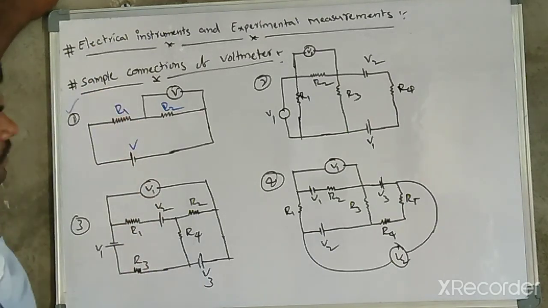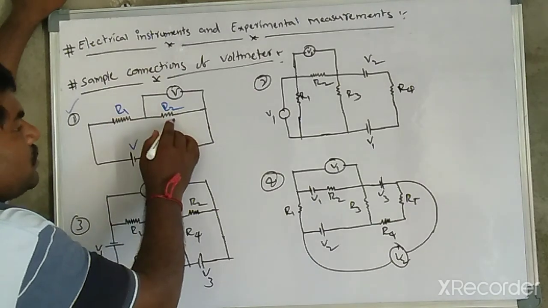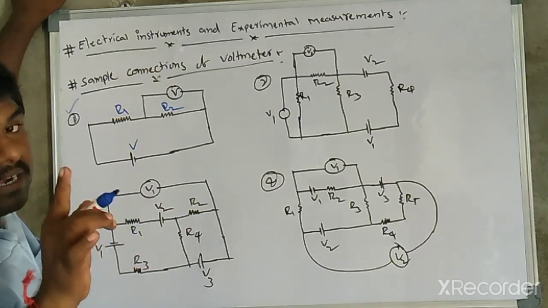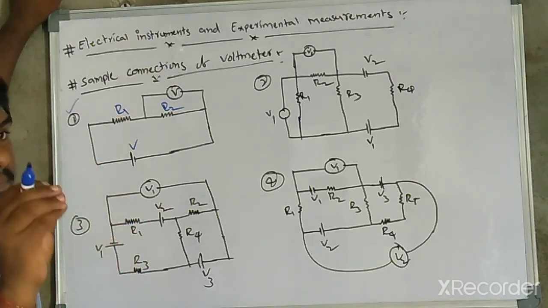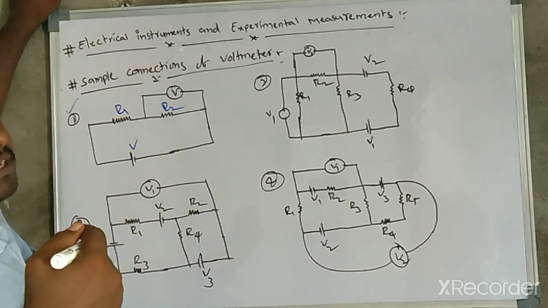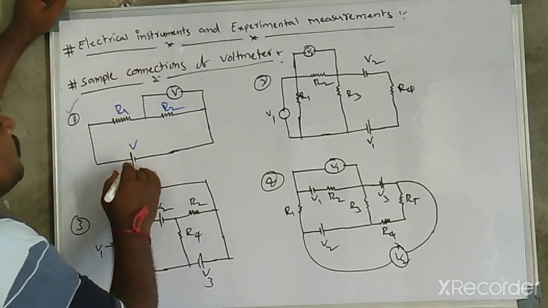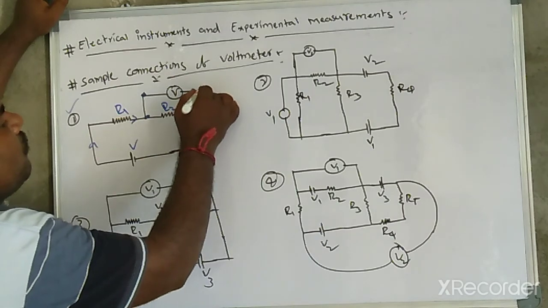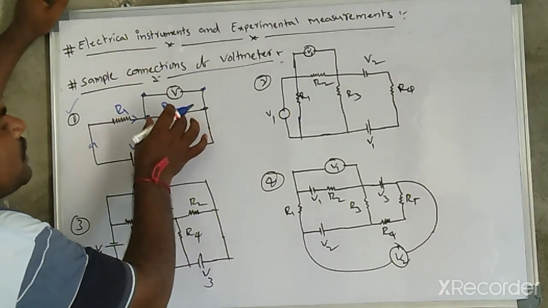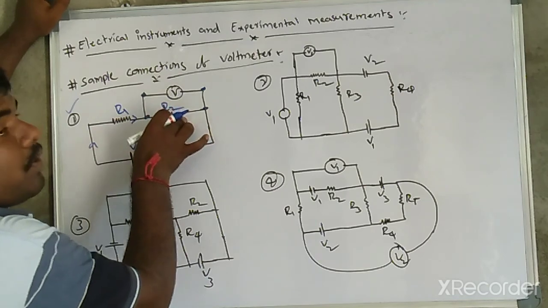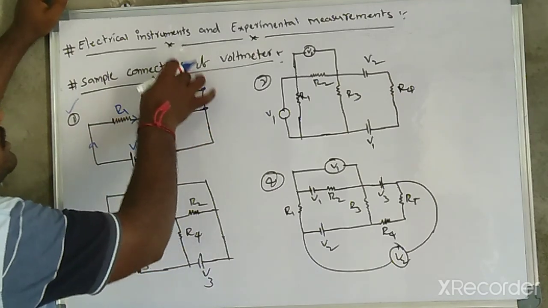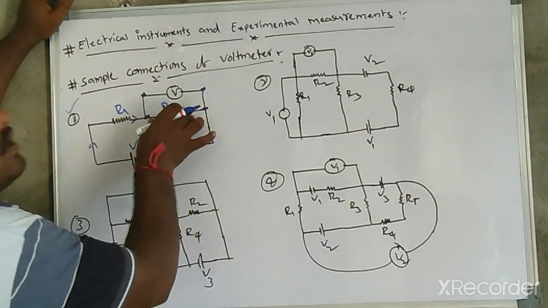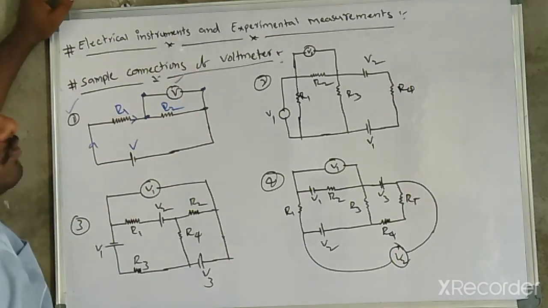Here there are four different cases. In the first case, there is an R1 resistor and an R2 resistor, and across the R2 resistor one voltmeter is connected in parallel. Already I said, the voltmeter is a parallel connection and the ammeter is a series combination. Whenever the current moves like this, the potential across R2 and this voltmeter potential are both the same. That's why the potential drop across the R2 resistor is equal to this voltmeter reading.